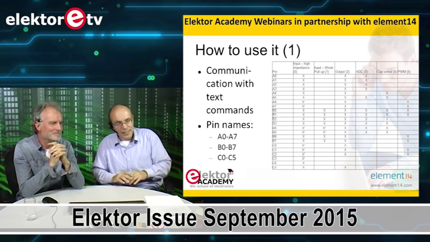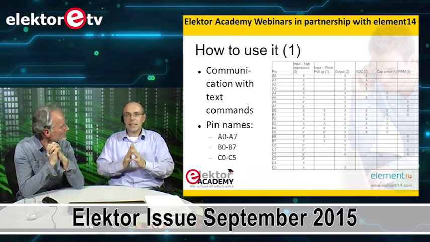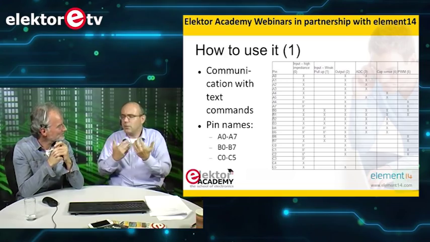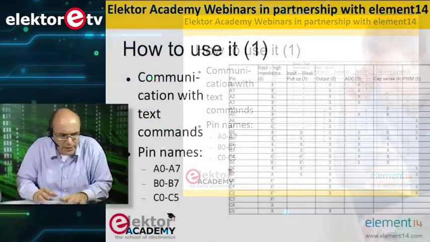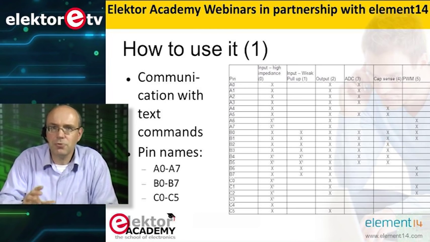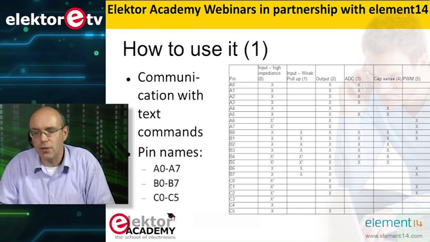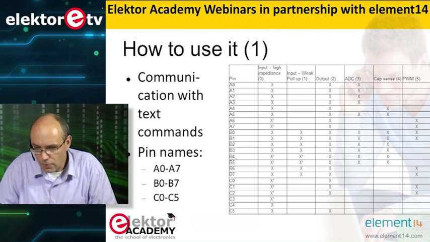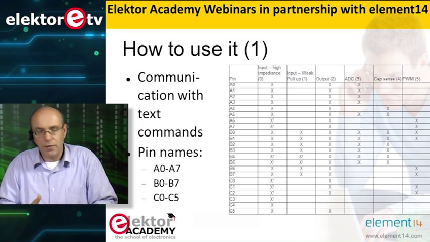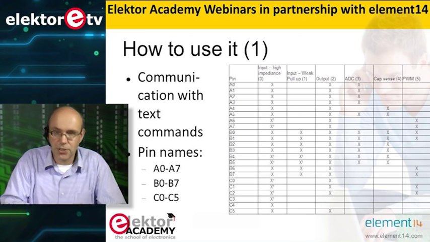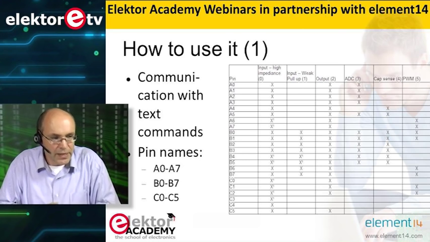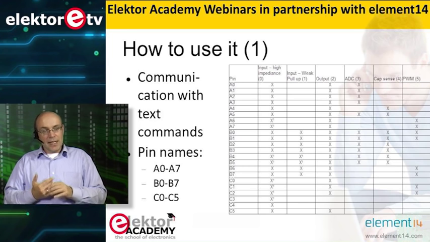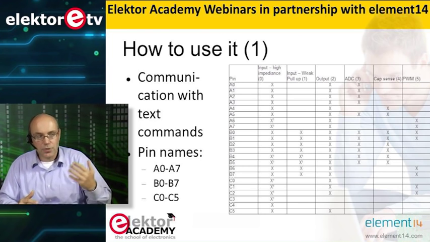It's in Elektor magazine. What's quite important, and I just want in the next few slides to give you an idea how it looks, is that you have 22 I/O lines, and the names of those I/O lines are the normal naming conventions for the PIC processors, which is A0 to A7, B0 to B7, C0 to C5. Everything gets assigned to a port line. Exactly. And you communicate with those pins.